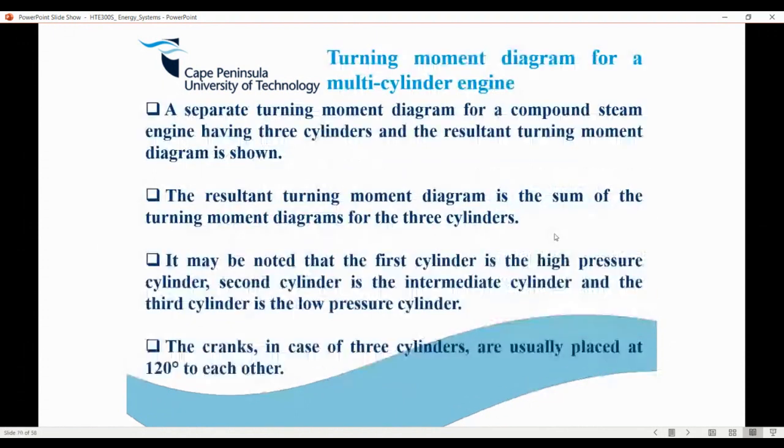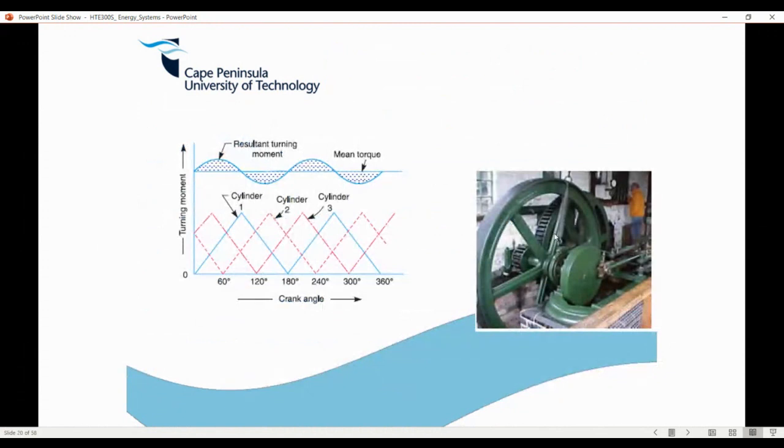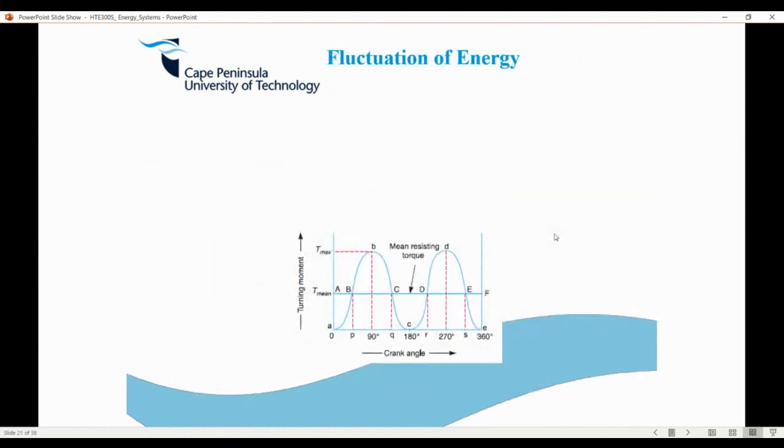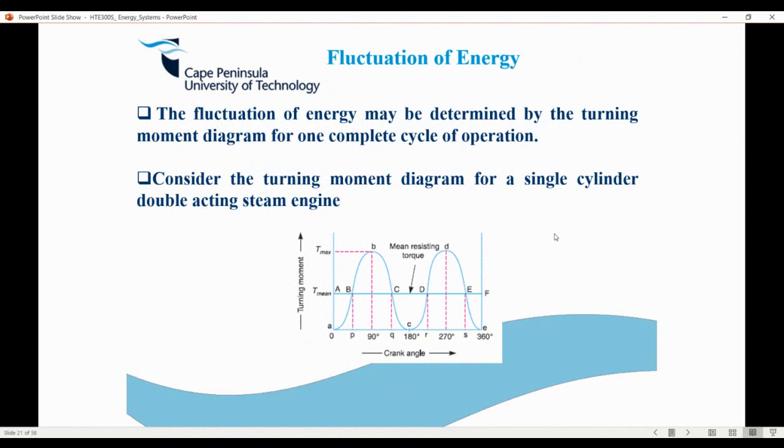In this case, they normally place them 120 degrees out of phase. But here, there are 3 different cylinders. As roughly discussed, we've got the resulting turning moment from all 3 cylinders, which is showing you there. There are 3 different lines: cylinder 1, cylinder 2, cylinder 3. And what we essentially do is sum up the torques, which you won't be doing. Do not worry. But what's important is that it gives you this curve, with still a mean torque and still a resulting moment torque. So that's exactly what's happening there.